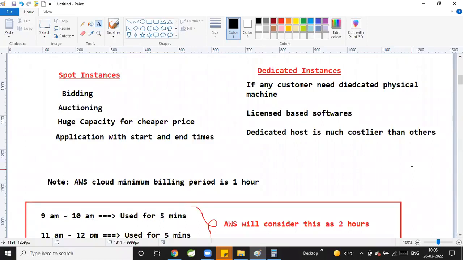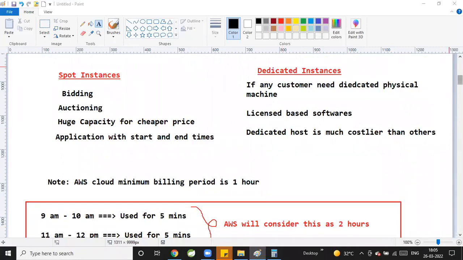Flat is shared. So water you have to share, power you have to share, the gym you have to share, clubhouse you have to share, swimming pool you have to share. So there is sharing when you purchase a flat in the apartment. So the cost is 1 crore. But when you go for an individual house, only you will be there, only you will use that. That's why the cost will be more when you go for dedicated instances in AWS.